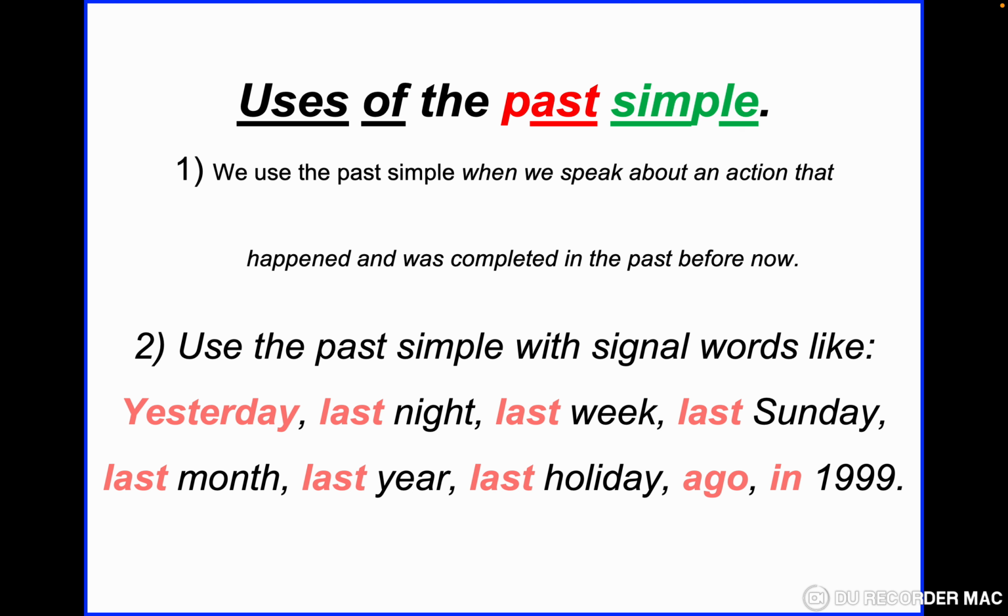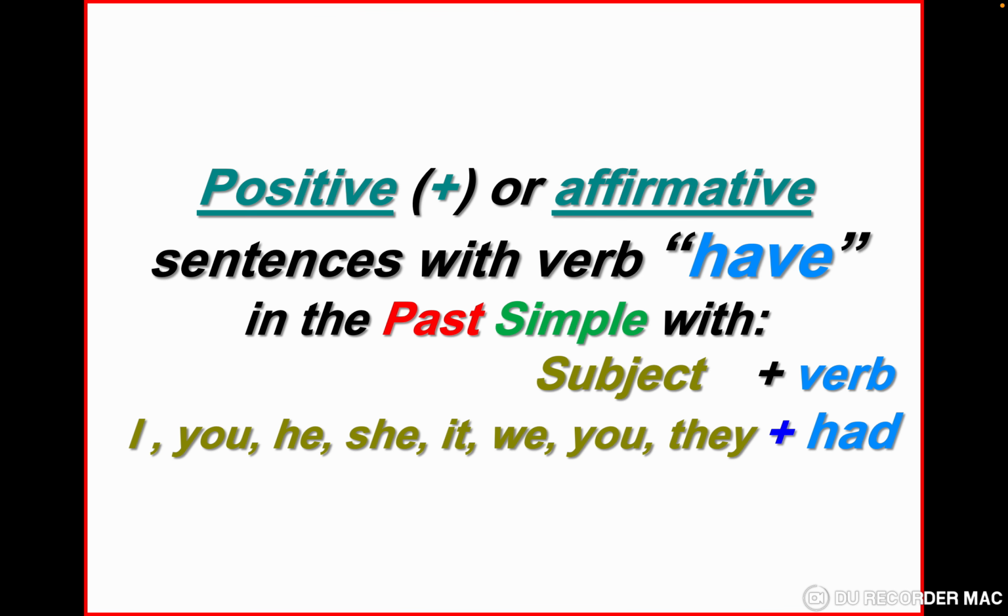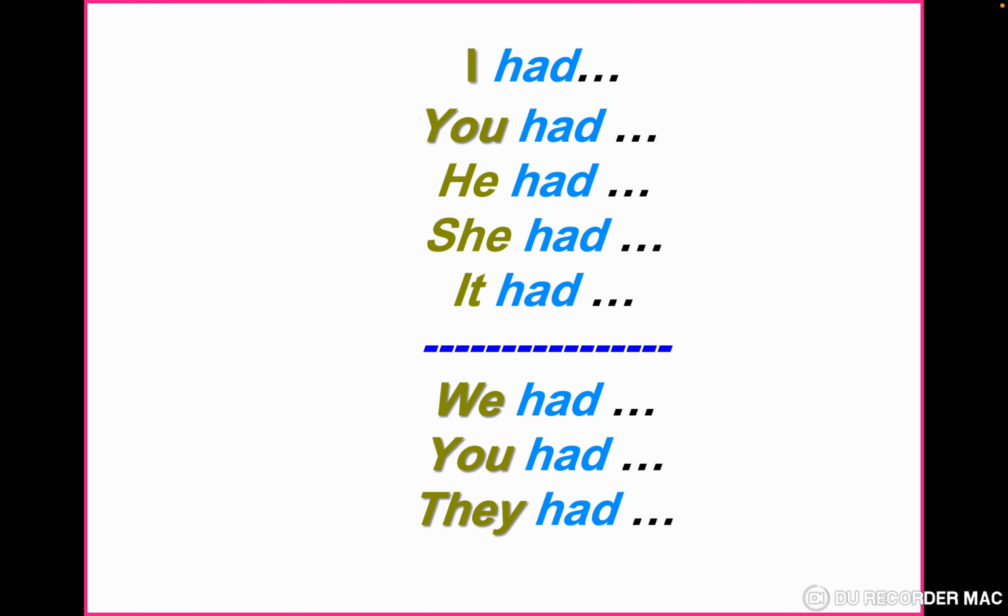now. Use the past simple with signal words like yesterday, last night, last week, last Sunday, last Monday, last month, last year, last holiday, ago, and in 1999, or any year. So this is the rule of the affirmative or the positive form. Subject plus had. I had, you had, he had, she had, it had, we had, you had, they had. So this is very simple. And in the positive, the past of have is had.